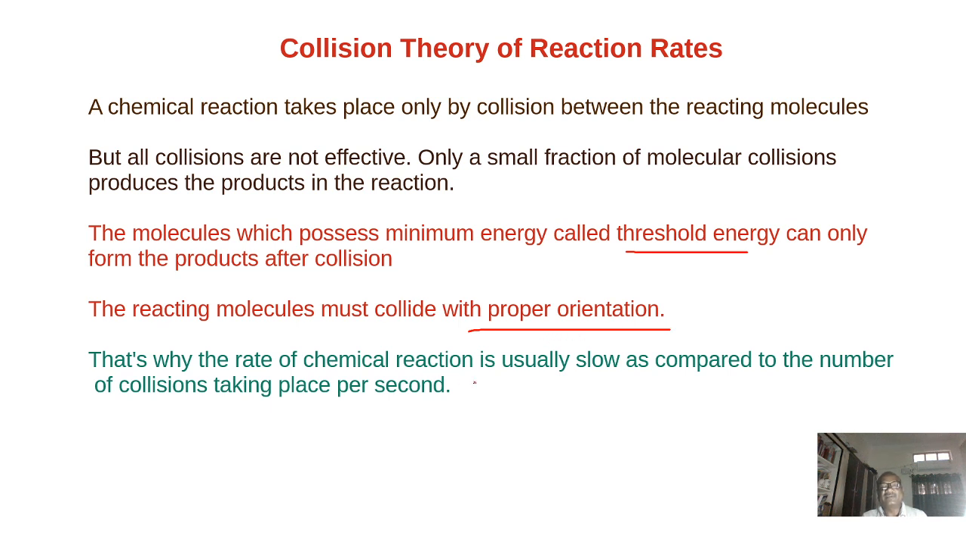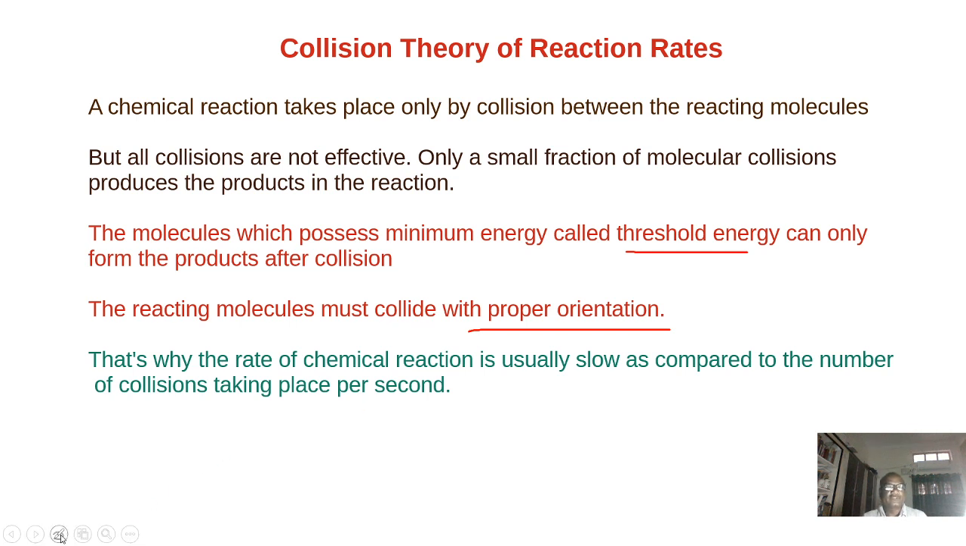That's why the rate of chemical reaction is usually slow, because of these two points. Because of these two reasons, the rate of reaction will be generally slow compared to the number of collisions taking place per second. Means if you compare the number of collisions taking place per second and the rate of reaction, the rate of reaction will be generally less.